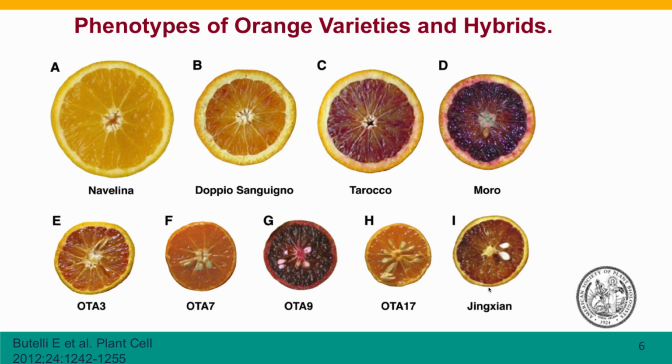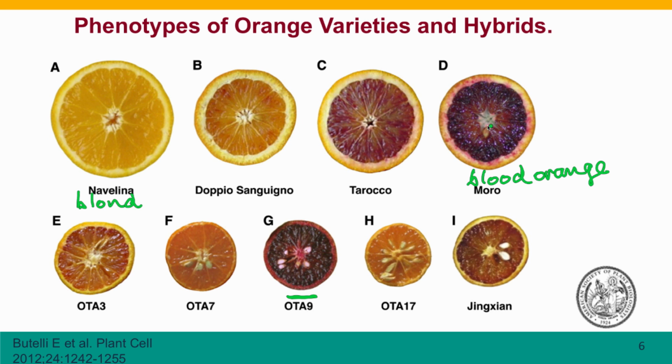Now, here's a second example that you might be familiar with. These are different kinds of oranges, and you notice that many of them have a deep red pigment, and they're called blood oranges. So Moro is a variety of blood orange, Ota 9 is a variety of blood orange, Jingxian is a Chinese variety that has red pigment in it. What you might not know is that the ordinary orange color oranges aren't called oranges, they're called blonde oranges. I just learned that while researching how the regulatory changes I'm about to describe were discovered.